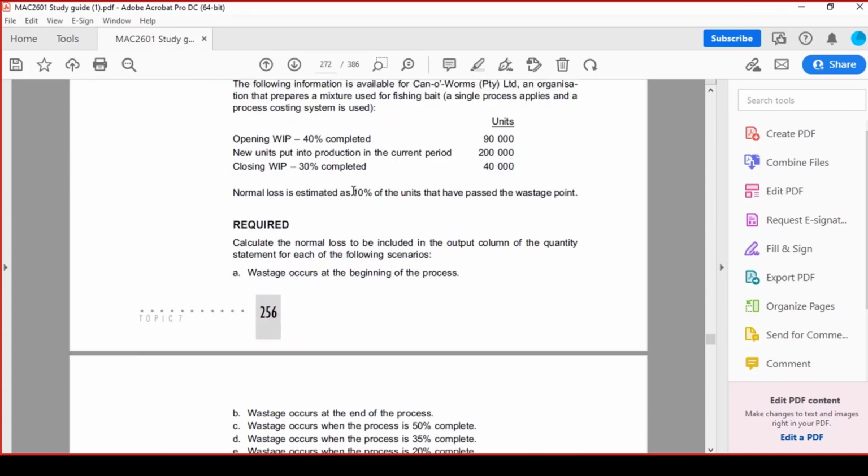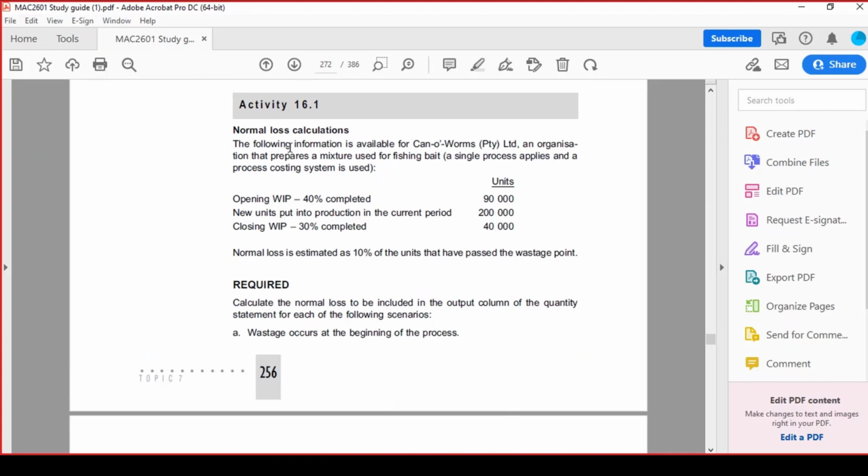So let's do an example. The following is available for Can of Worms, an organization that prepares a mixture used for fishing bait, and they use a single process and process costing. The opening WIP is 40% completed and it's 90,000 units. There are new units that we put into production, about 200,000 units. Our closing WIP is 30% completed and we have 40,000 units.